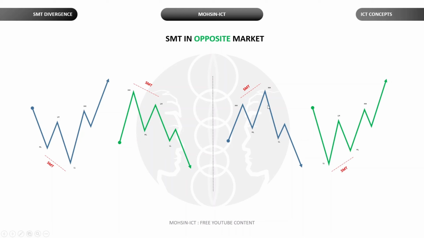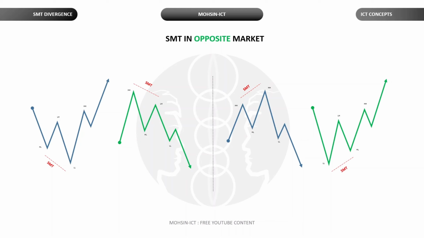If this one makes the higher high, confirming the strength, taking this partial liquidity, while this one creates the higher low, not taking this lower low, then we say these are diverging from each other, creating this SMT, which shows the weakness in this pair and strength in this pair. We can go short in this one and long in this one. So that's how SMT works.